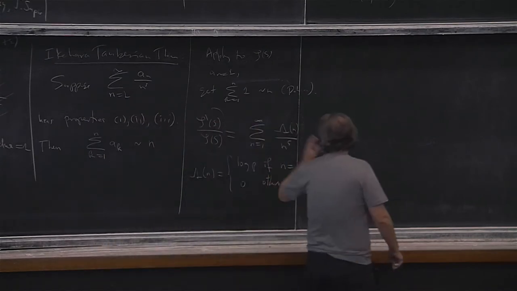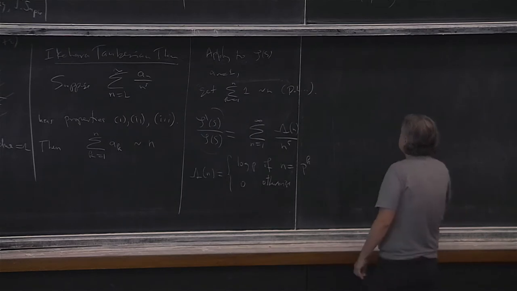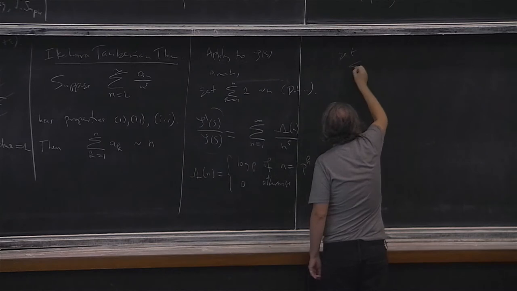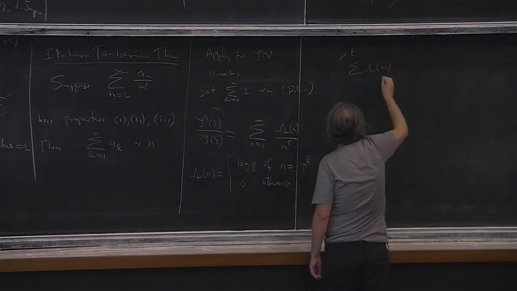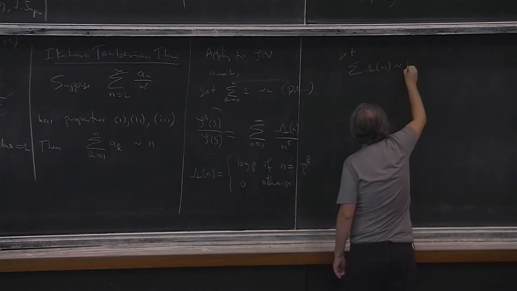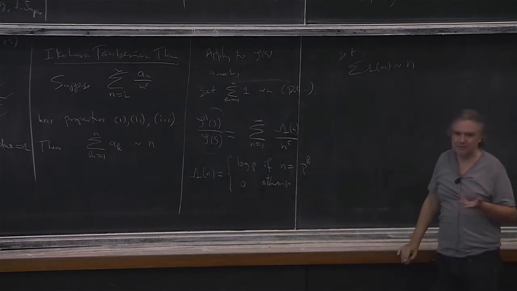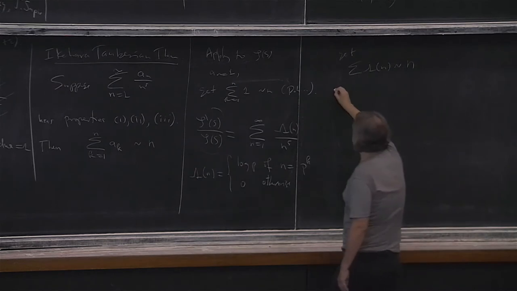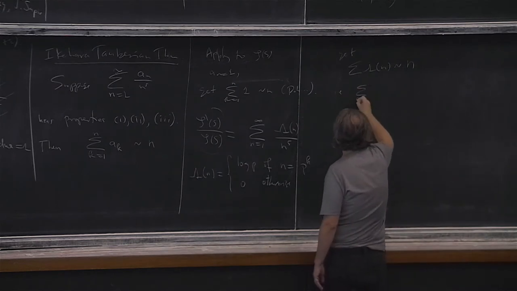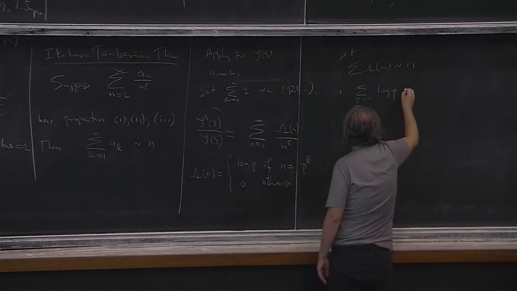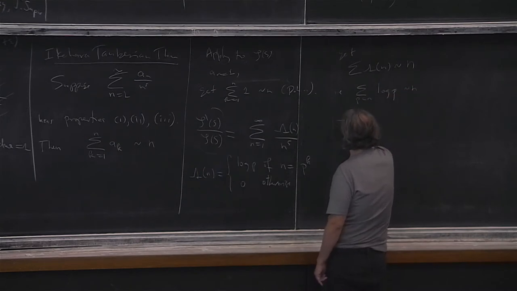If you apply this to this function, you get that the summation of lambda n is asymptotic to n. And this is basically log p. And then if you manipulate it, this is a summation over p less than n of log p, which is asymptotic to n, and this is the same thing as the prime number theorem.